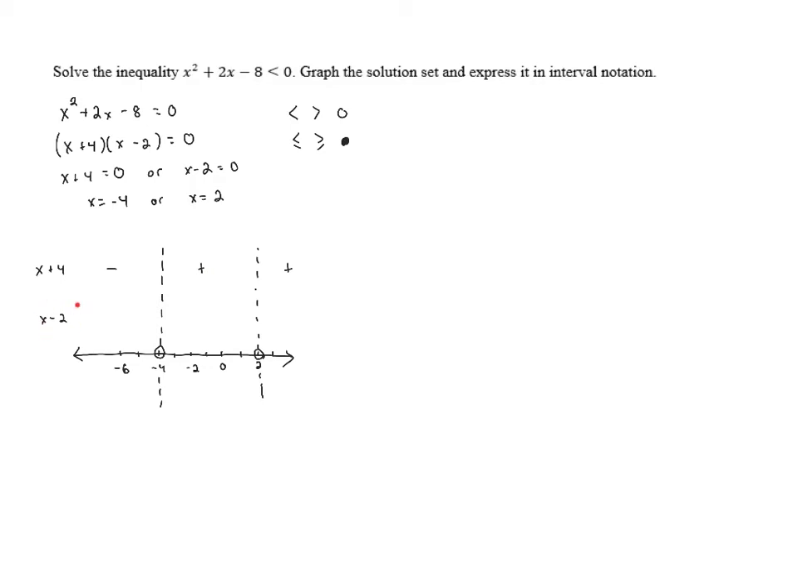Next, we'll look at x minus 2. X minus 2 is positive whenever x is greater than 2, and it's going to be negative whenever x is less than 2. You can plug in numbers if you want. X is 0. 0 minus 2 is -2. If we've got -6, -6 minus 2 is -8. If we plug in 3, 3 minus 2 is +1, etc.